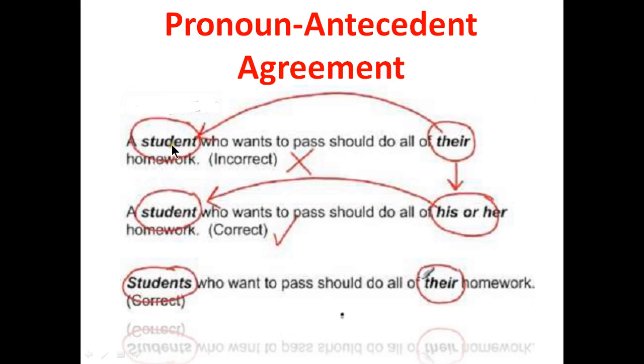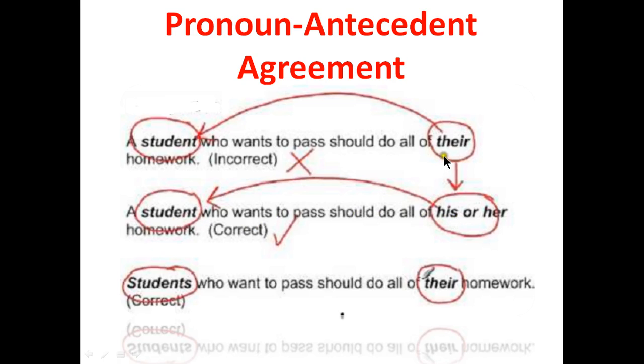A student is one character, one person. Okay, one person, so I cannot use their here. I must use his or her to describe a student. A student can be a boy, a student can be a girl. So I will say, a student who wants to pass should do all of his or her homework.